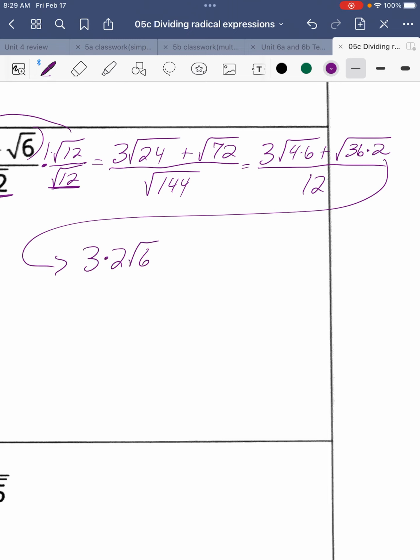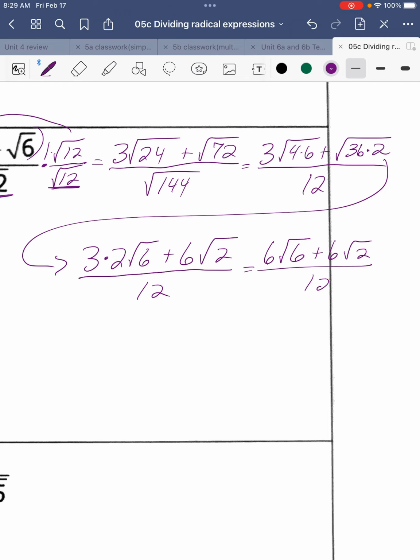We have 3 times the square root of 4, which is 2, in the first term in the numerator. The square root of 36 is 6. Square root of 2 in the second term of the numerator, and the denominator is 12. In the first term of the numerator, we can still go with 3 times 2 is 6, plus 6 square root of 2 over 12. There are no like terms in the numerator to combine. There we have 6 square roots of 6, and we have the square root of 2.